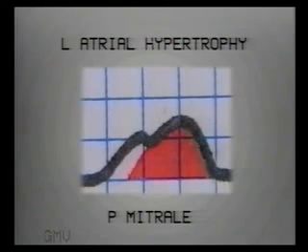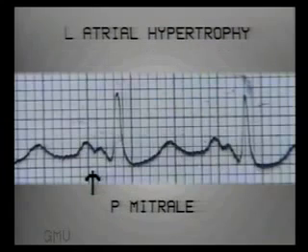In left atrial hypertrophy, the second component is delayed and prominent. So we get a wide and notched P wave which is wider than 2.5 small squares. Since this is common in mitral valve diseases, it is termed P mitrale. Note the P mitrale, notched and 3.5 small squares wide.